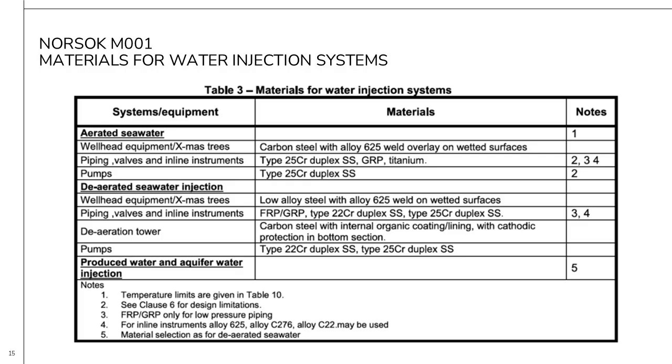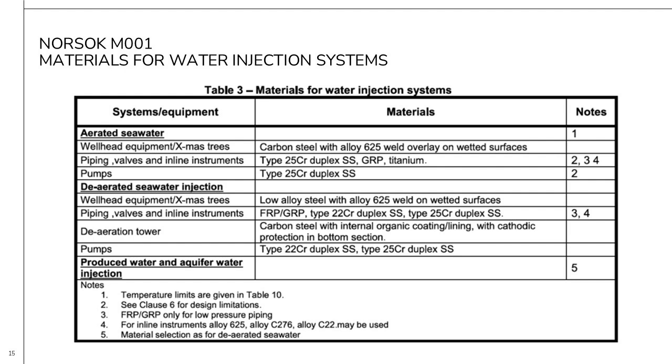Let's take a look at Table 3, which outlines the recommended materials for different components in water injection systems. This table is divided into three main sections: aerated seawater, deaerated seawater injection, and produced water and aquifer water injection. Section 1, aerated seawater. For systems handling aerated seawater, the materials need to resist corrosion caused by oxygen-rich environments.